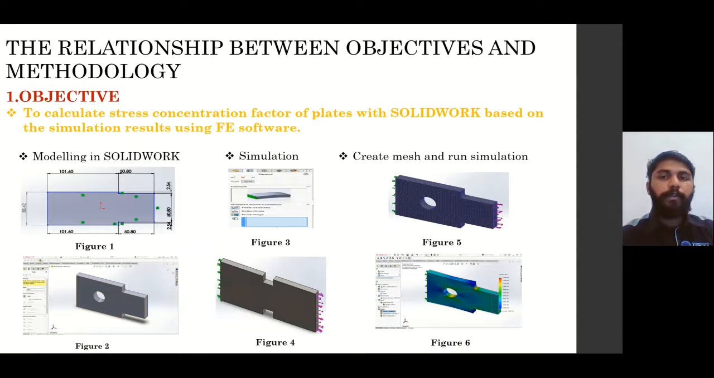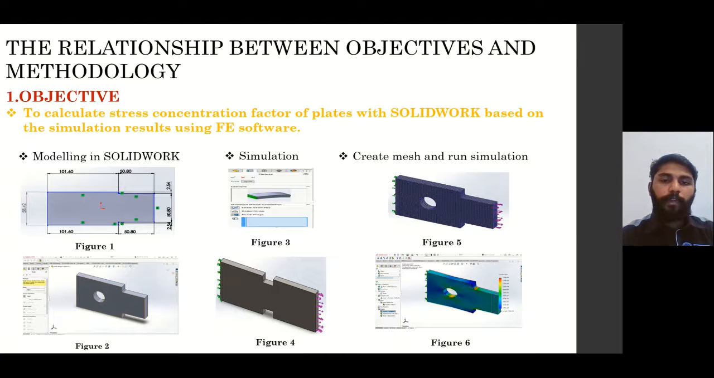Let's see the relationship between the objective and the methodology. The first objective is to calculate the stress concentration factor of a plate with SolidWorks. Okay, the first step is modeling in SolidWorks. So in figure 1, we can see the 2D sketch I sketched with my own dimensions. So I extrude to 0.5 inch as in figure 2.